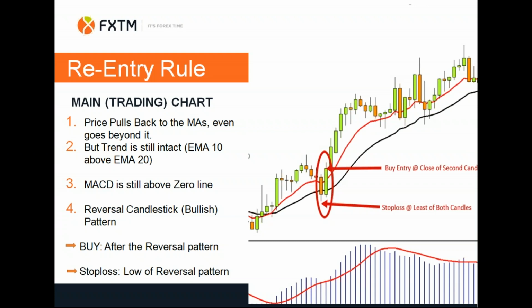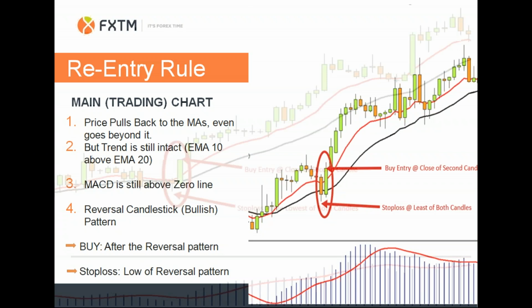So the effect is that you will now buy. So the buy rule there is that you buy after the reversal pattern has shown up. So you click to enter your buy. So buy entry is at the close of the second candle, and then you put your stop loss at the least of both of the candles. So you look for the peak of, the least in this case of the two candles, the lowest of the two candles, and then that's where you should put your stop loss. All right. So that's the buy rule. I'll show some examples and then we can go on.